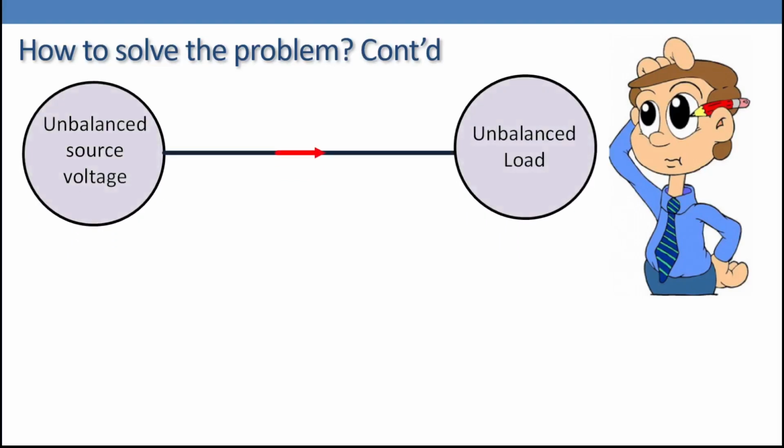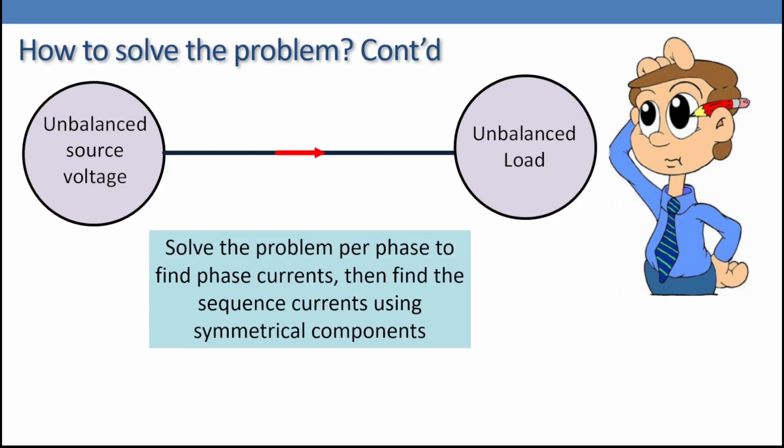Case number 2. We have unbalanced source voltage feeding unbalanced load. We can solve the problem exactly like what we did in video number 11. Solve the problem per phase to find phase currents, then find the sequence currents using symmetrical components.